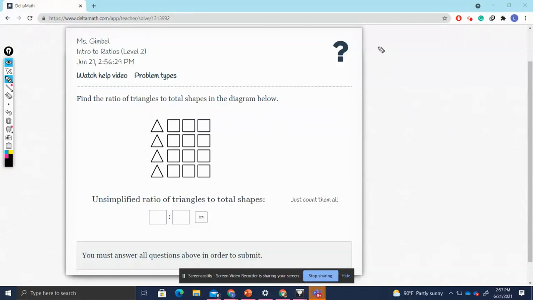Today we're going to look at ratios. A ratio is a comparison between two things. Is a comparison.